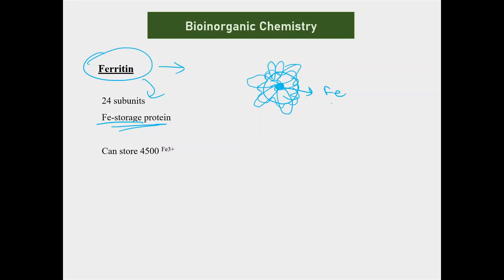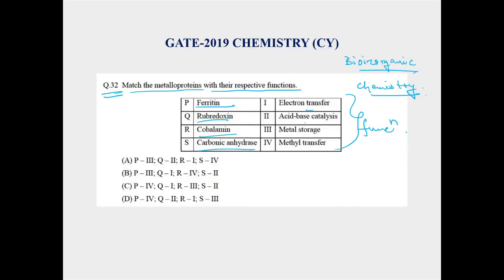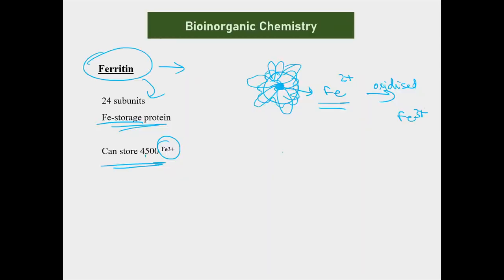Here they store this iron. You should know that iron enters ferritin as Fe2+, but then it gets oxidized and is stored as Fe3+ inside ferritin. Ferritin can store about 4,500 Fe3+ ions. So what is the function of ferritin among the given options: electron transfer, acid-base catalysis, metal storage, and methyl transfer? Ferritin is a metal storage protein, right?